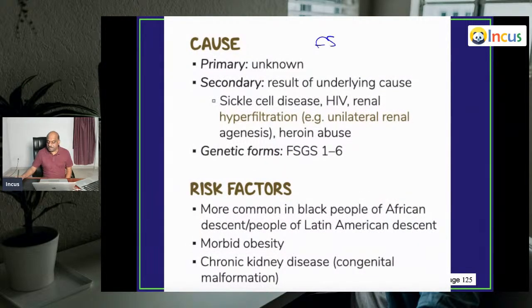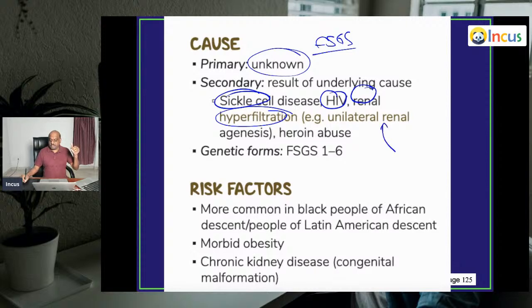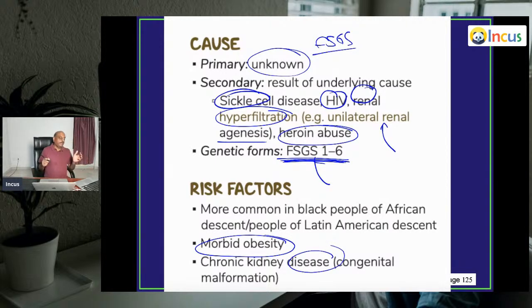Now, if you look at FSGS, primary FSGS means idiopathic. Secondary means there is some underlying cause, commonly sickle cell disease, HIV, renal hyperfiltration because of the unilateral renal agenesis. Any person taking IV drugs like heroin abuse or any genetic form like FSGS 1 to 6, they are the underlying cause is what you need to remember. Similarly, morbid obesity or any chronic kidney disease due to a congenital malformation, it is considered to be the risk factor for FSGS is what you should understand.